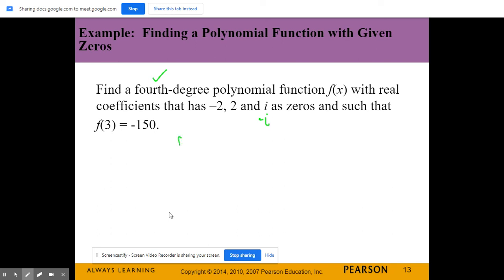When I go to write the function now, it's f of x is equal to a sub n times each of these zeros in factor form. So what I mean by that is x minus -2 would be x plus 2. X minus 2. X minus i. And then x minus negative i, so that would be x plus i.